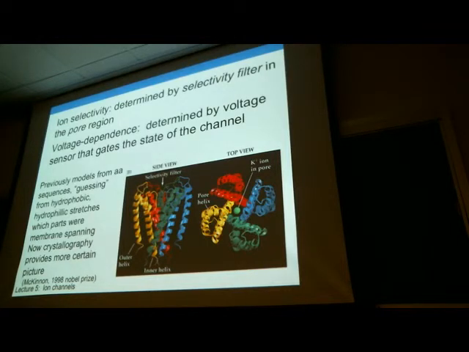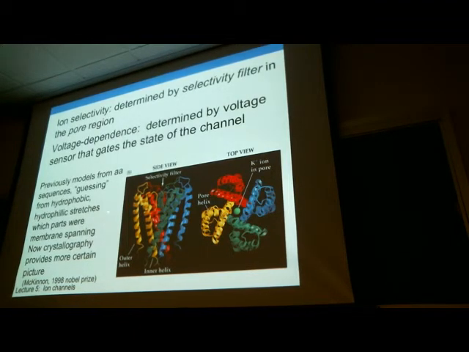Okay, so let's talk about structure and some of the really critical features of an ion channel. So ion selectivity, I think this will be the last topic of the day, and we'll continue next time. The ion selectivity is critically important, as determined by what's called a selectivity filter in the pore region. And then we also have voltage dependence, which we'll talk about at the next lecture.